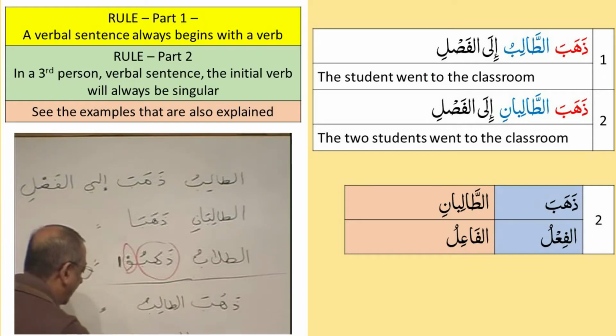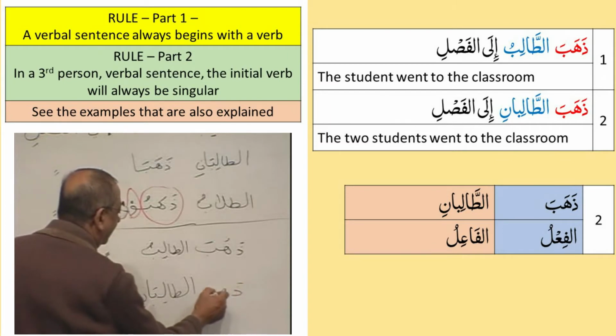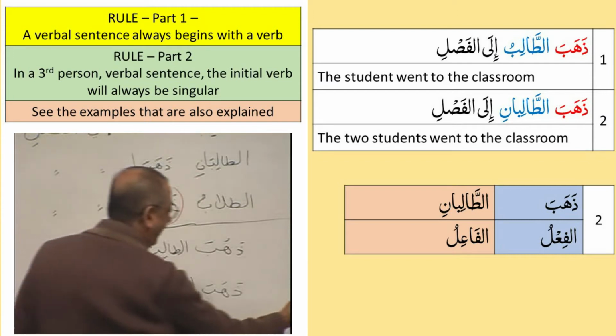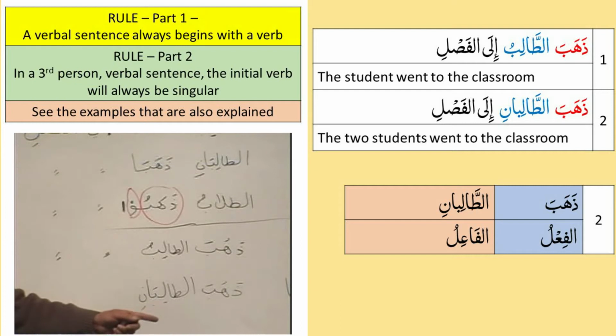Now I have to say here, talibani. Two students are going. Now what kind of a verb do I use? Shall I say zahaba because there are two students? No, I will still say zahaba. What happens if I said zahaba at-talibani? If I say zahaba, then there is a fa'il in the alif, and there is a fa'il here. How can you have two fa'ils? So we have to use a singular verb.